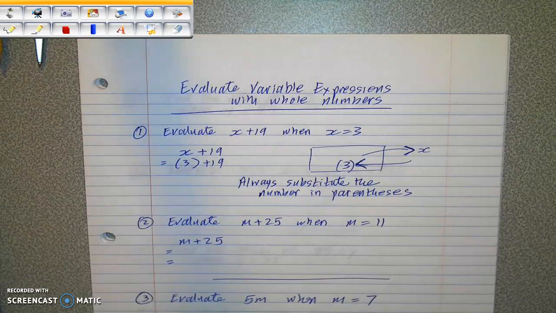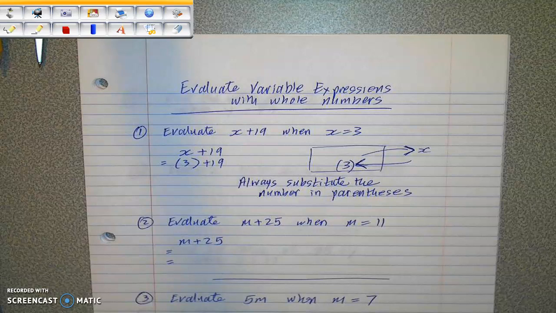We're moving on to a new topic this week. The majority of the week this week will be focused on evaluating variable expressions with whole numbers. We're going to start with the problem evaluate x plus 19 when x equals 3.